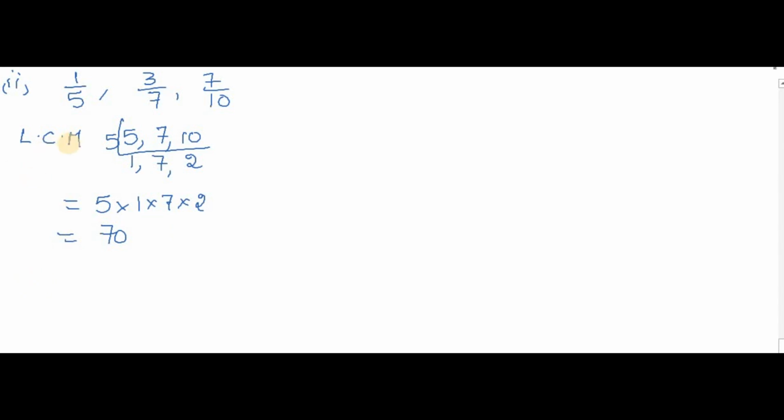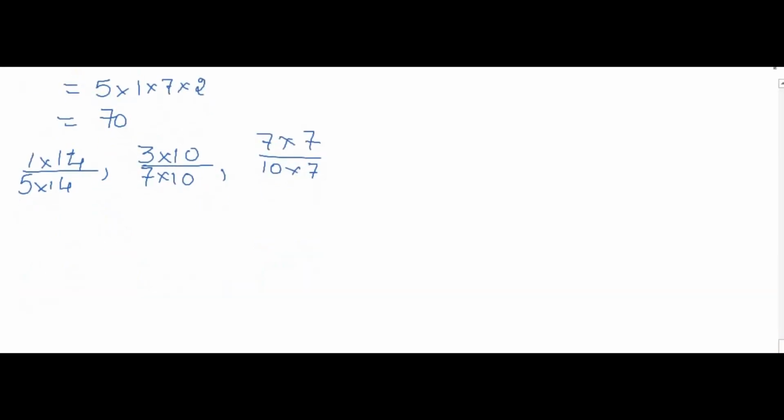Now I am going to change all my denominators into 70. In 5 table, when you get 70, 5 14s are 70. You should not check the numerator, you should check only the denominator. In 7 table, when you get 70, 7 10s are 70. In 10 table, when you get 70, 10 7s are 70. Now multiply numerators and denominators. 14 1s are 14, 14 5s are 70. 10 3s are 30, 10 7s are 70. 7 7s are 49, 10 7s are 70.